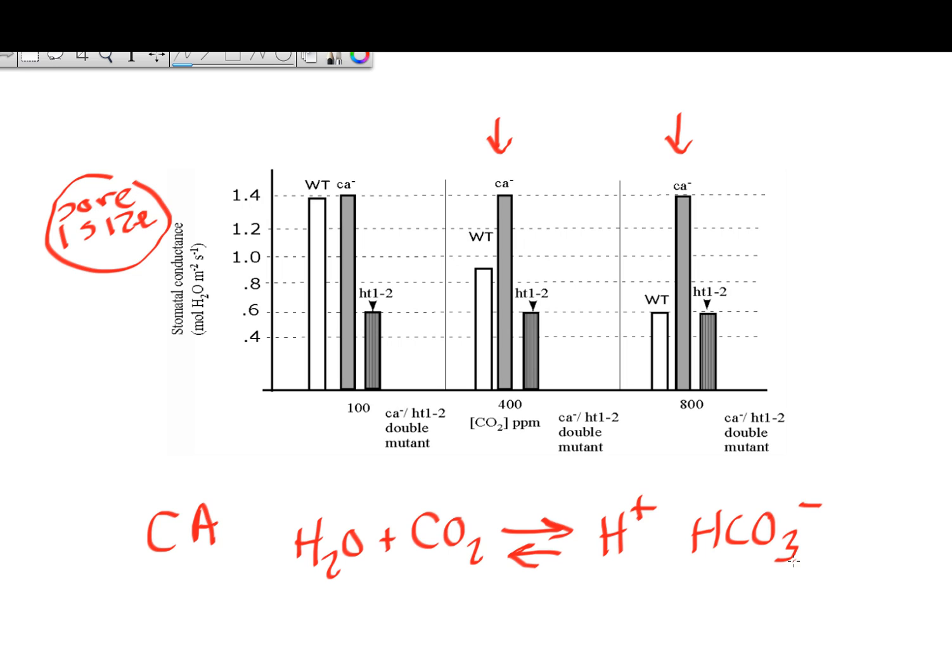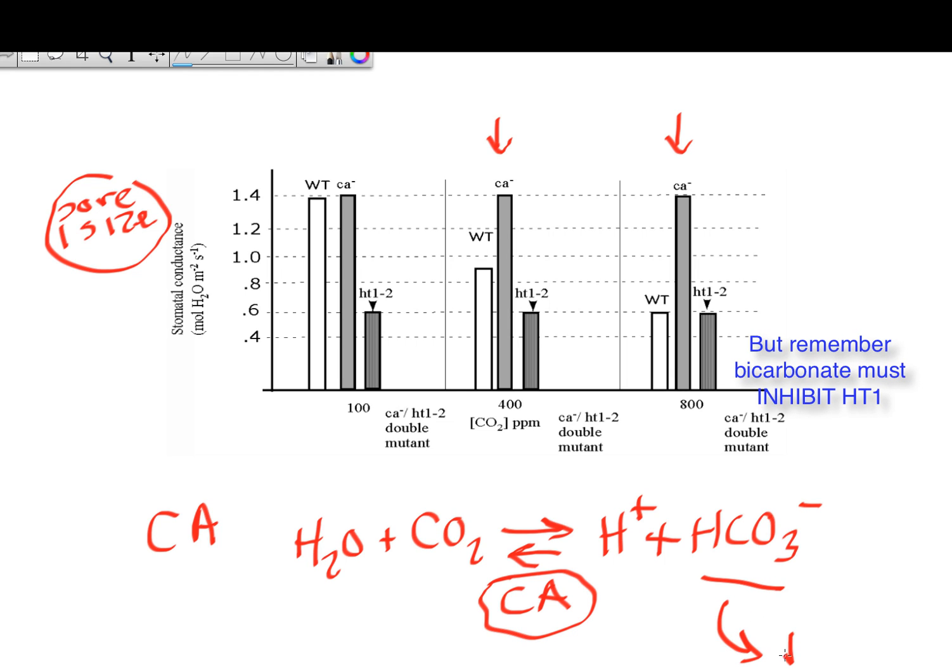Well, there's 3 oxygens, there's 3 oxygens, there's 2 hydrogens, there's 2 hydrogens, and there's 1 carbon, there's 1 carbon. Good. All makes sense. That is the enzyme, carbonic anhydrase, that catalyzes this process. So, carbonic anhydrase makes this, and apparently this is what regulates HT1. Ta-da!